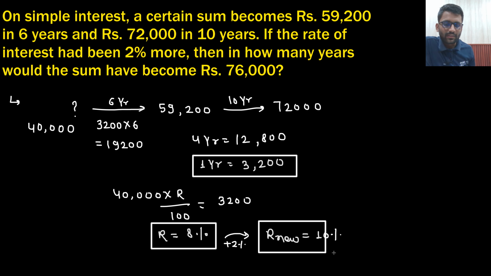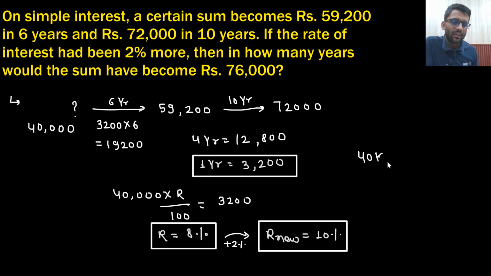Your new interest rate is 10% now. So if your new interest rate is 10%, in how many years would the sum have become 76,000? You started with 40k, and you have the interest rate of 10% for how much time? Time t. And you would want it to become 76,000.